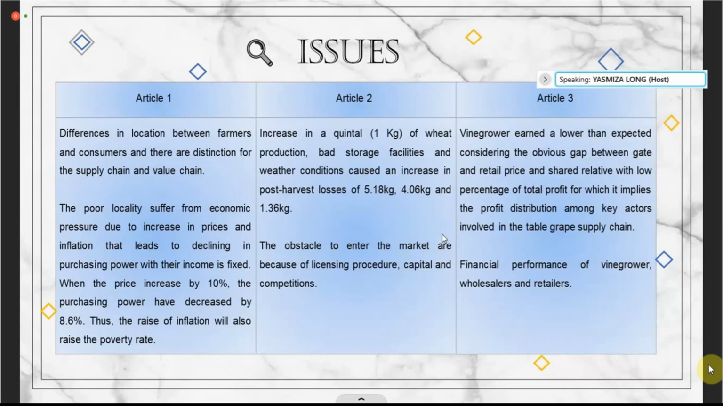Yang lain mana? Article 2, Central Wheat Market is a bit less competitive. They are more specialized, focusing on grain trade as their major business. Apa dia? Central Wheat Market at Ethiopia is less competitive. They use the oligopoly market. Okay. Focus on grain trade. Article 2. Yes.